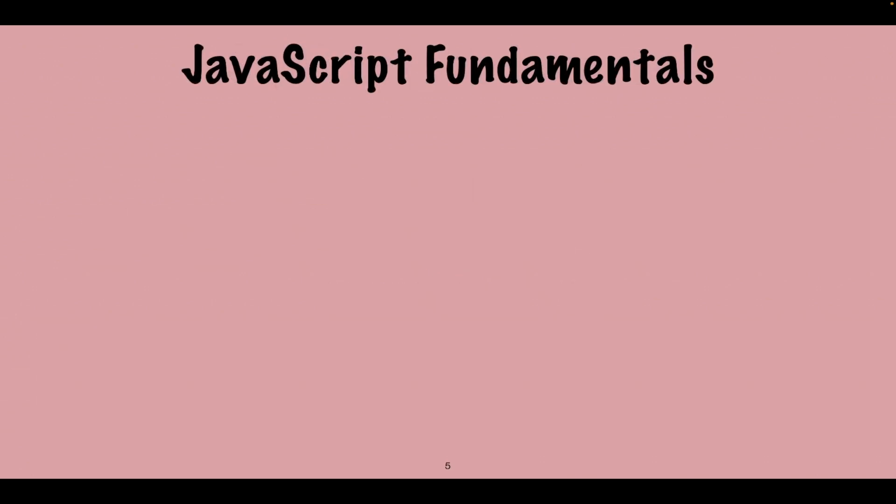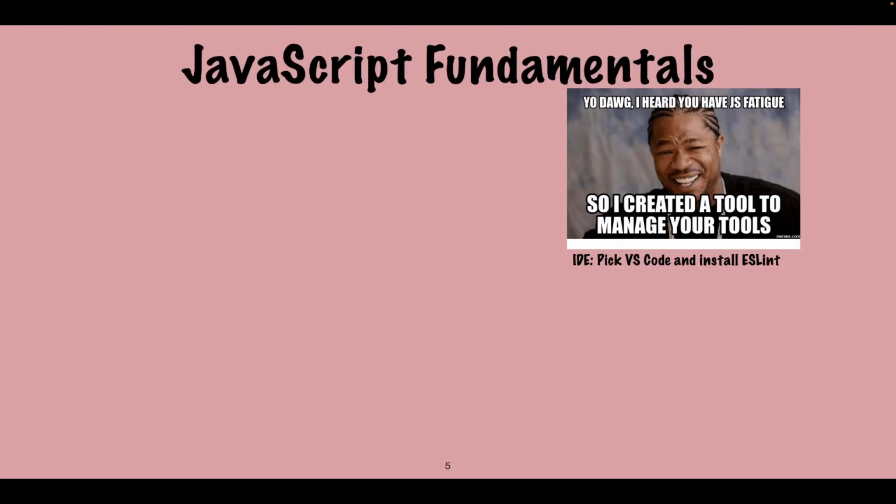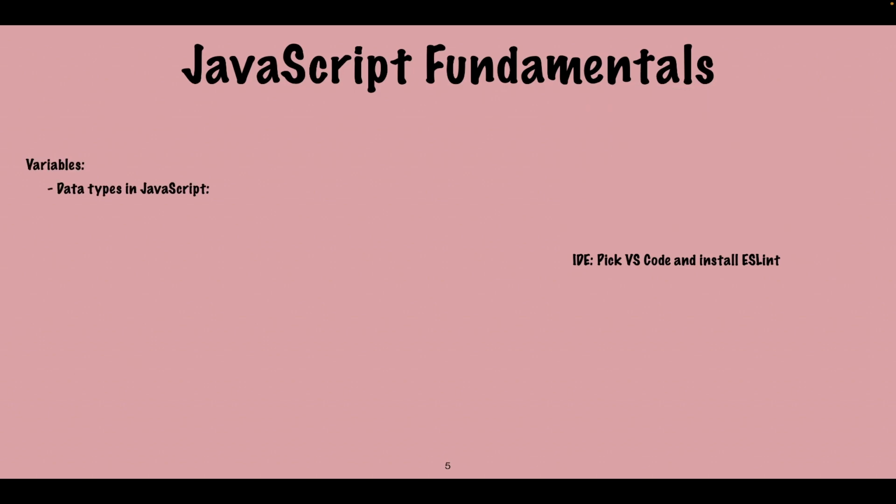Okay, so this is what I like to call JavaScript fundamentals. First, pick VS Code and install ESLint and be done with it. Okay, so first we have to start with variables. You need to learn about the different data types in JavaScript. So we have to learn what primitives are. For example, like null, string, and number, versus everything else, right? Which would be non-primitives, and these would be arrays, objects, and functions.